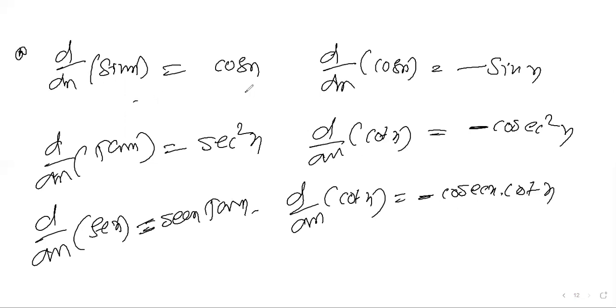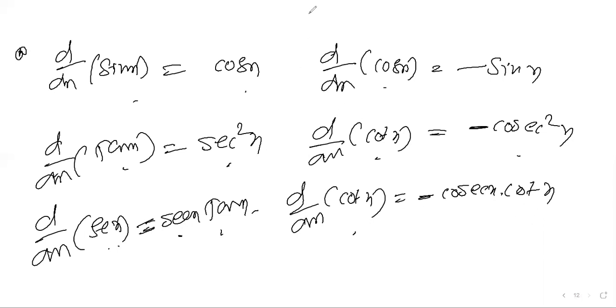D by dx of sin x is cos x. Cos x is minus sin x. D by dx of tan x is secant square x. D by dx of cot x is minus cosecant square x. D by dx of secant x is secant x tan x. D by dx of cosecant x is minus cosecant x cot x.